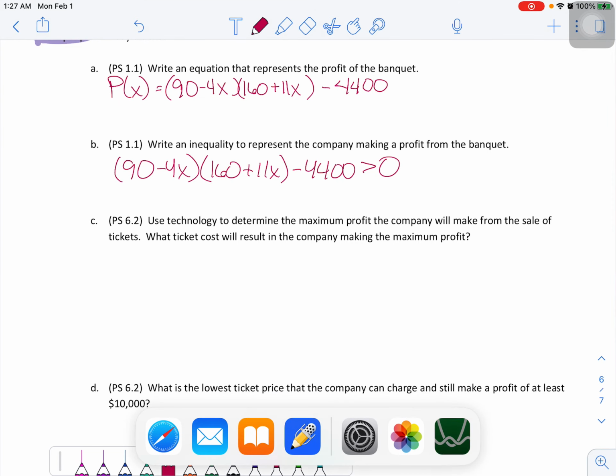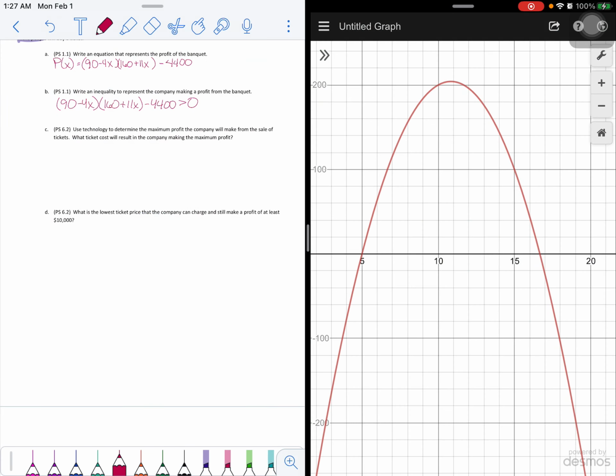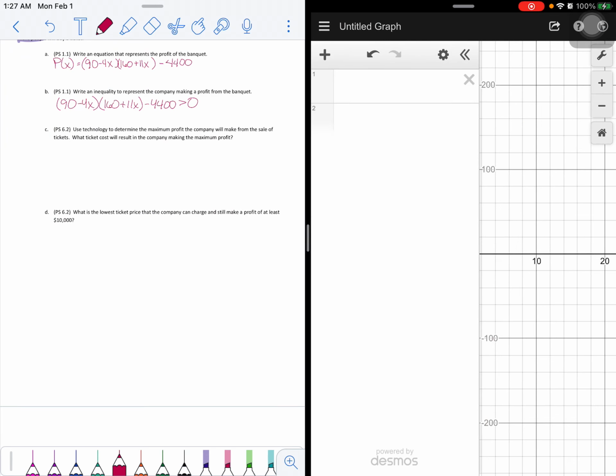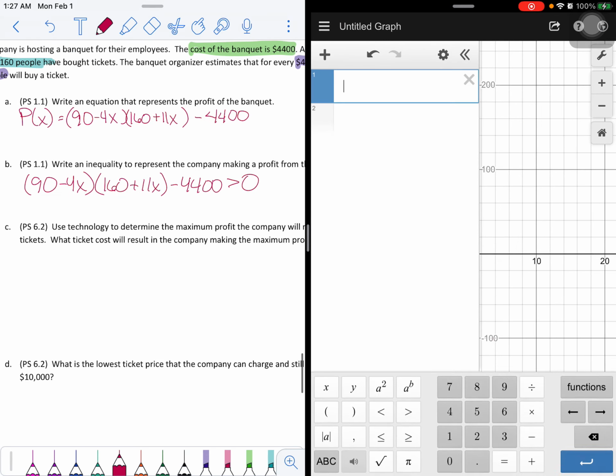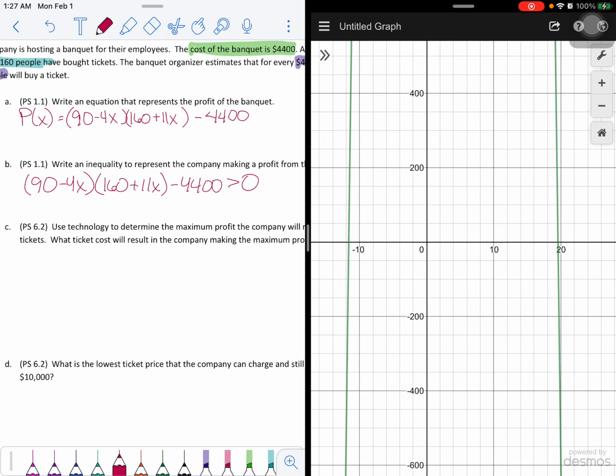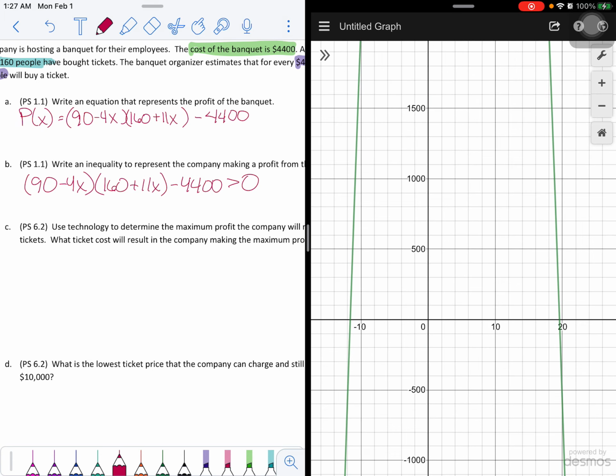Okay, use technology. So I'm going to go ahead and pop Desmos back up, and there's the old equation. So let's go ahead and get rid of that, and let's go ahead and put in the new one. So 90 minus 4x times 160 plus 11x minus 4,400. Okay, so there's my equation.